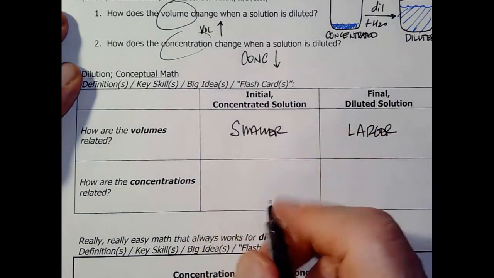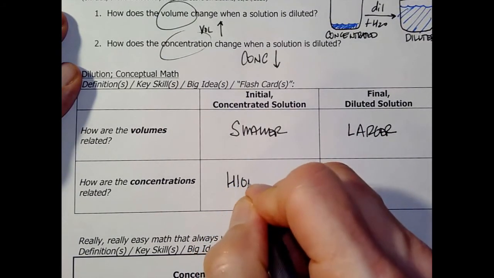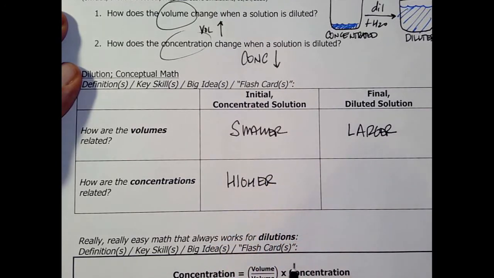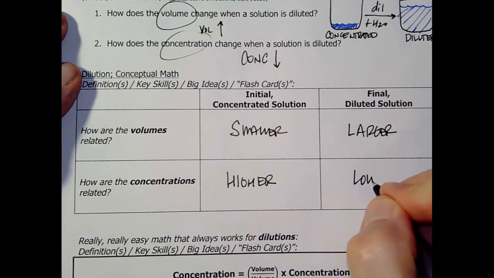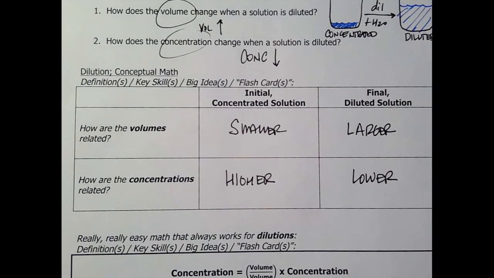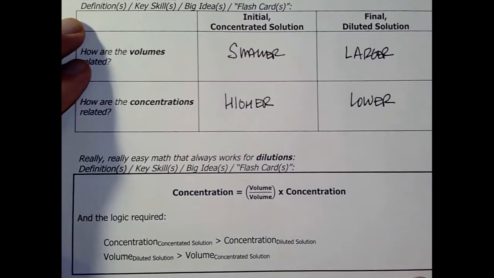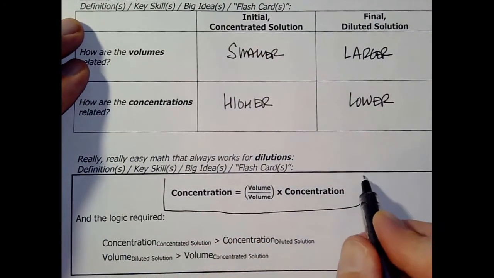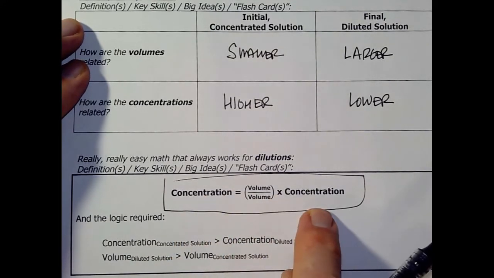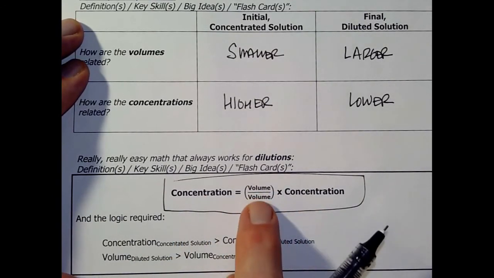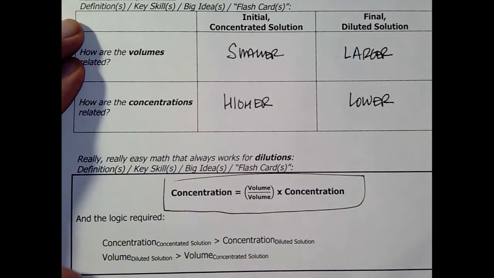The initial concentration is higher, and my diluted concentration is lower. Now there are dozens of different ways to do this math. Here's a way that I really believe you'll get it right more often than not. You can find other ways to do this, but here's what I'm going to say. The concentration equals the concentration times the ratio of the volumes.